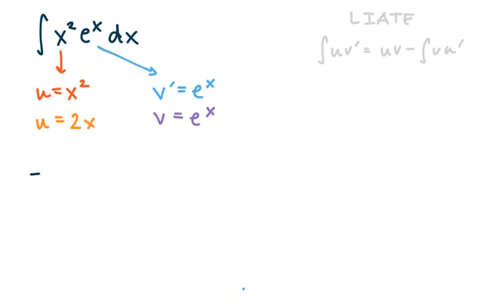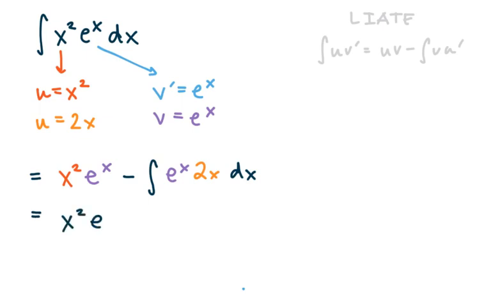So when I write that out using my integration by parts formula, it is u, x squared, times v, e to the x, minus the integral of v, e to the x, u prime, 2x, dx. So this can be simplified just a little bit, pulling out that negative 2. And by commutativity, I reordered x dx times e to the x.